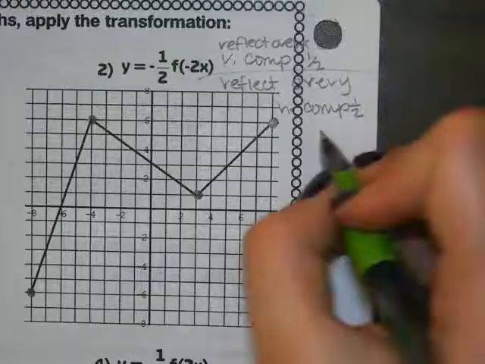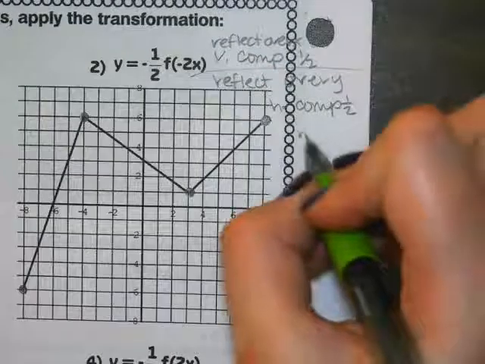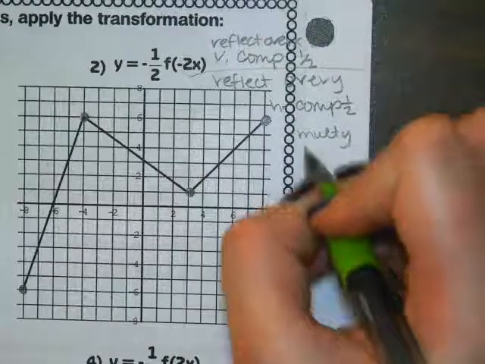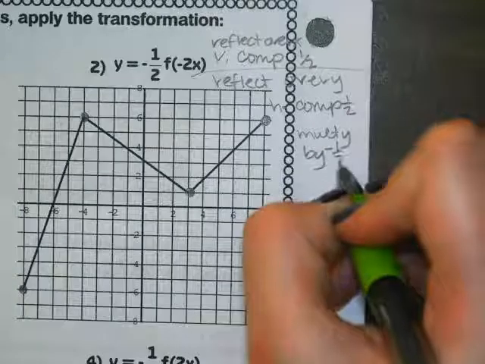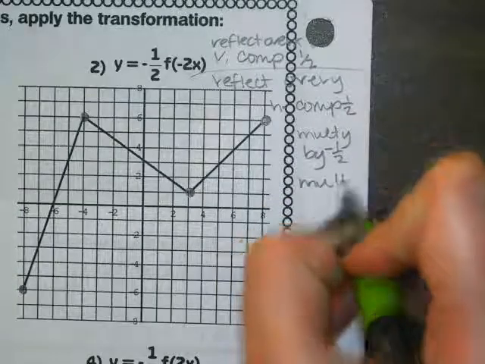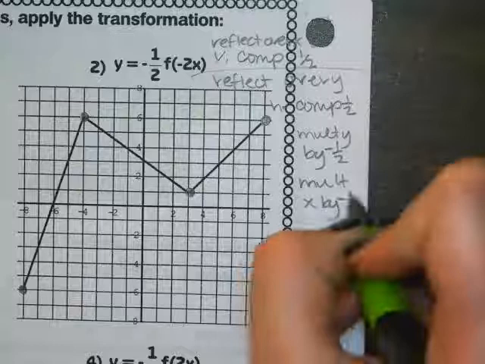All right, so we're gonna multiply y by negative 1/2 and multiply x by negative 1/2. Okay.